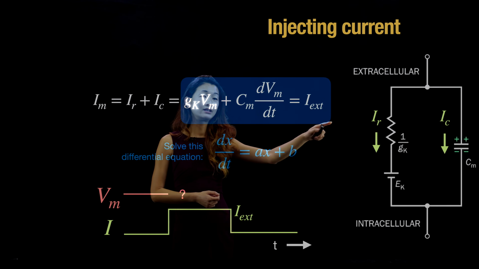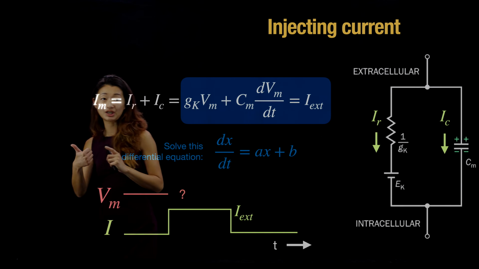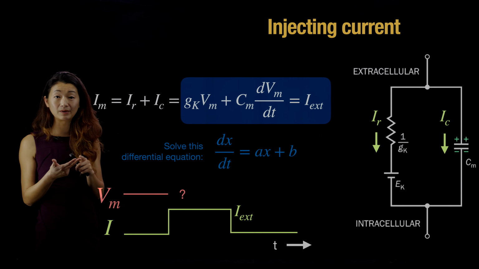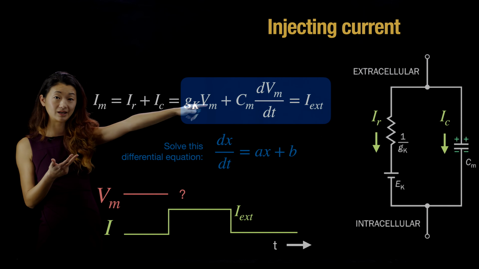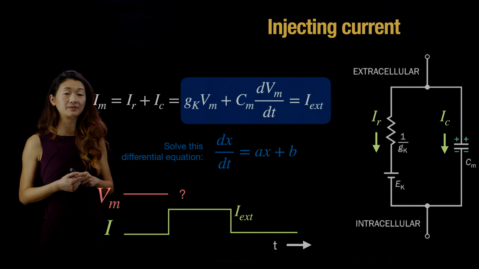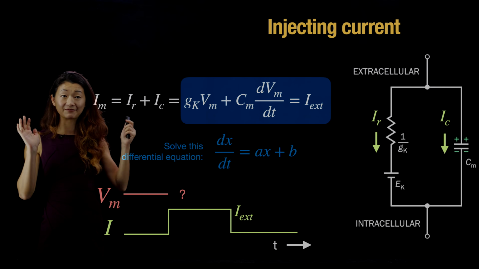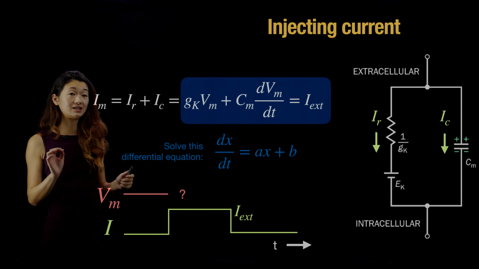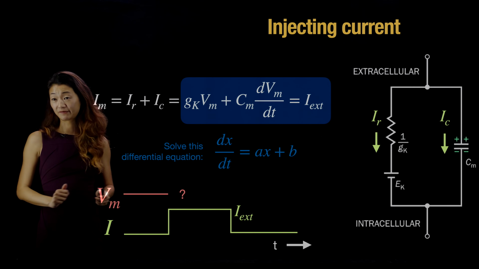Everything else is a constant, because I know G and I know C, and I injected the current so I know what I external is, right? That's the injected current on the other side here. So I know everything except V, and I can express V as a function of dV/dt. Okay, so I know how to solve equations of this particular kind.